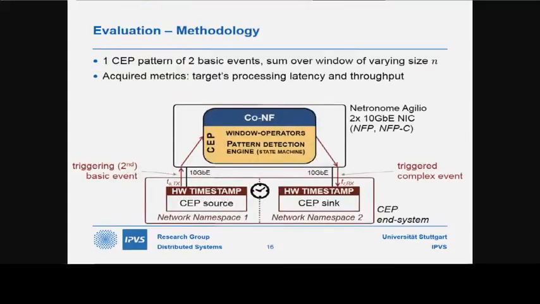Now we come to our evaluation and our results. Briefly for the methodology, we have looked at one complex event pattern consisting of two basic events, and we used the sum over a window of varying size n for that. Then, as you can see, we measure the egress timestamp of that second event that triggers the complex event detection, and we measure the ingress of the complex event. And this gives us the target processing latency, and we also measure throughput by that.